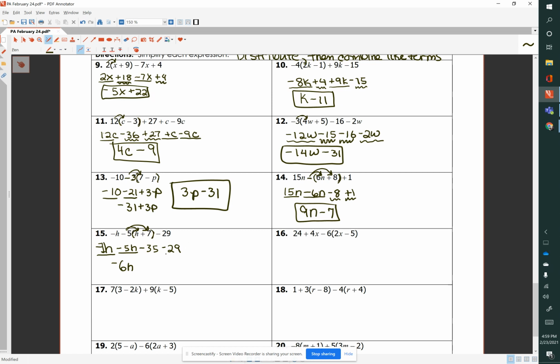We're going to add and keep the number. Negative 35 plus negative 29 is negative 64.